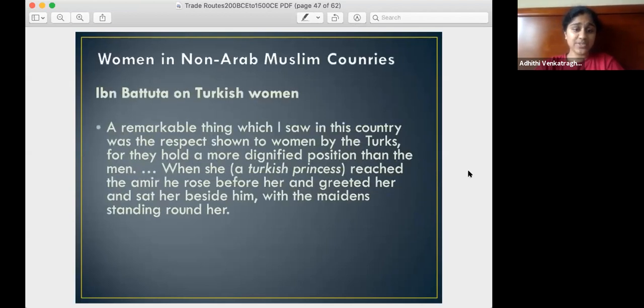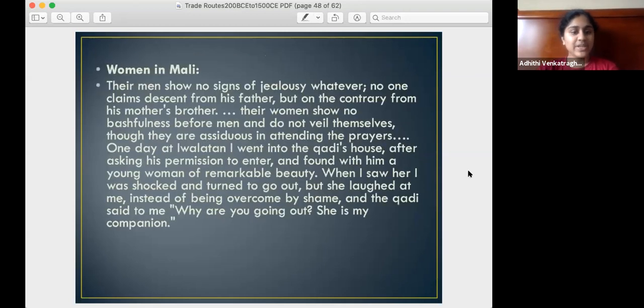Women in non-Arab Muslim countries. We'll be talking about women in this era in just a little bit. So, Ibn Battuta on Turkish women. This is just a primary source. You can read that on your own. And women in Mali.